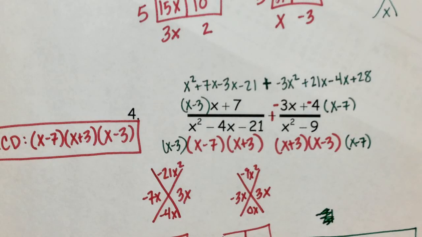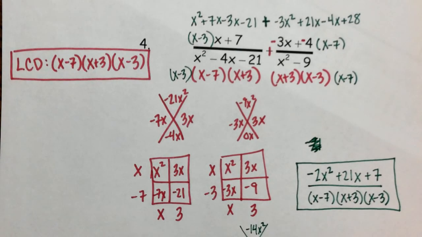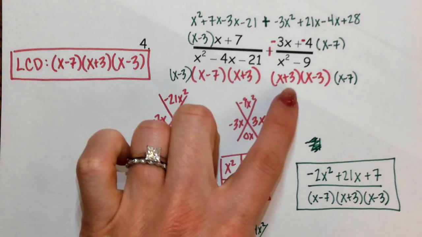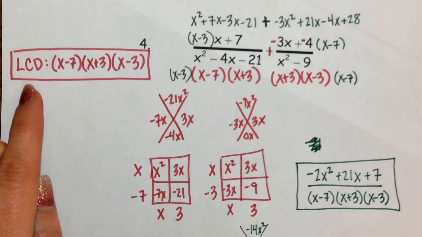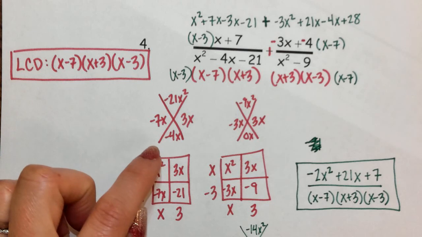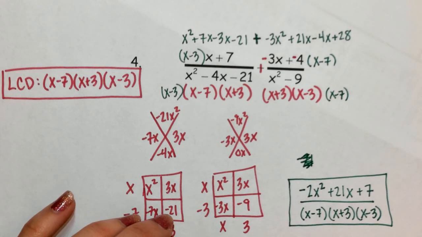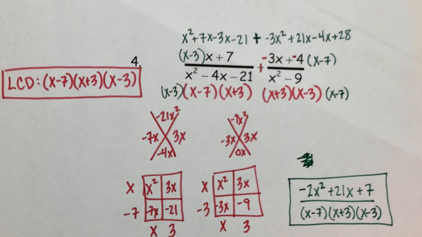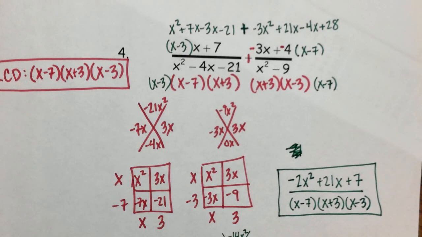Alright, so here is all of my work. I first factored the bottoms to have x minus 7, x plus 3, x plus 3, x minus 3. So my LCD is over here. So I needed an x minus 3 on this one and an x minus 7 on this one. So when I multiplied it through, I got all of that, which simplifies down to this problem. And I did check to see if that one factored, and it does not.